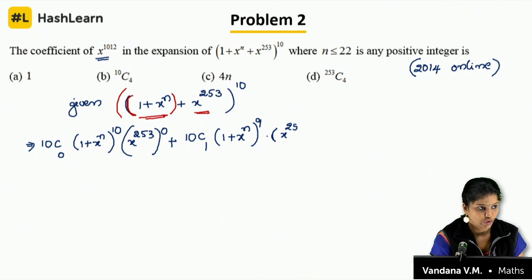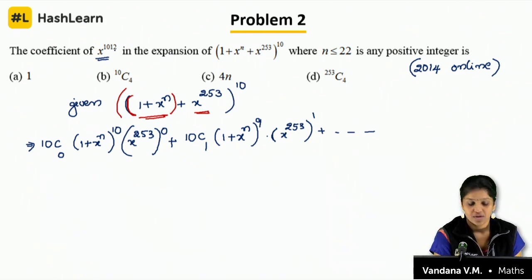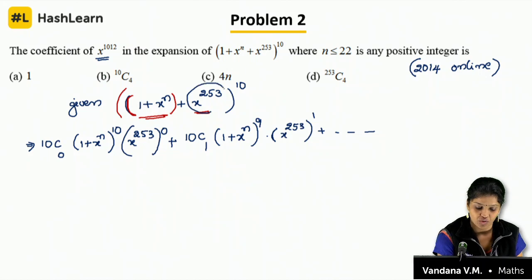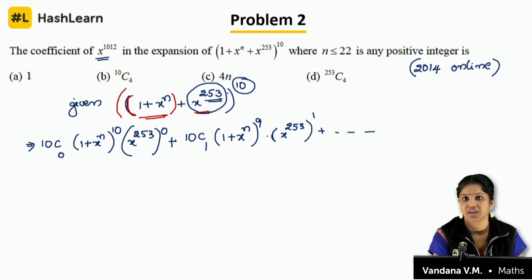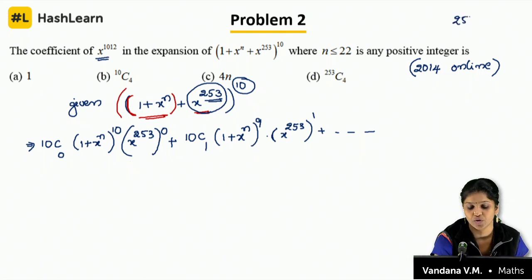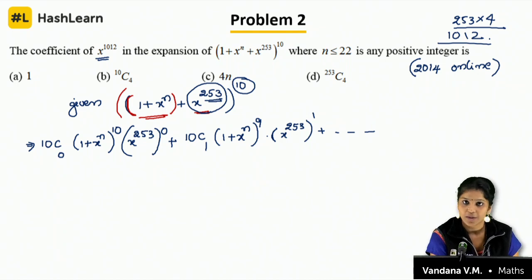(x power 253) whole power 1. Like this, I want 1012. Now we have the expansion in whole power 10. I want 1012, so with the n I won't get 1012. I should get it with this multiple, where I will get 253 fours. How much is 253 fours? 4 threes are 12, 4 fives are 20, yes, 1012 once again. If you multiply, you will get it, right.